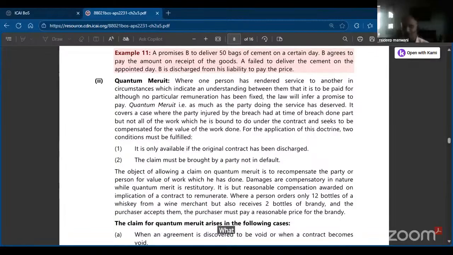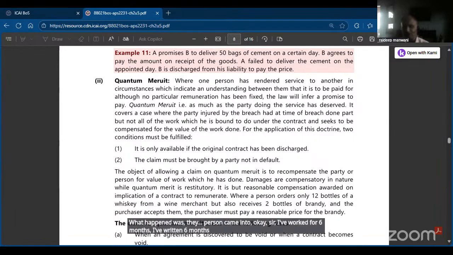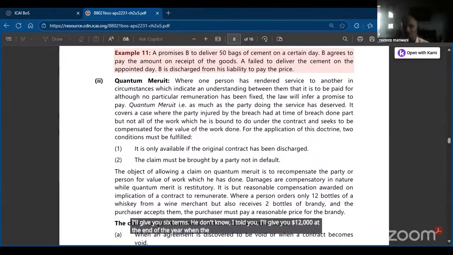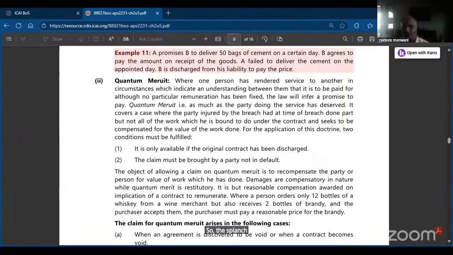The person came and told, okay, sir, I've worked for 6 months, I've written 6 months, at least give me half, not 12,000 for the whole year. I'll give you 6,000. He told, no, I told you I'll give you 12,000 at the end of the year when the story is complete. Now the story is not complete because we have closed, so we have not completed the entire magazine. So how will I give you the money? So this Planch filed a case against Colburn.